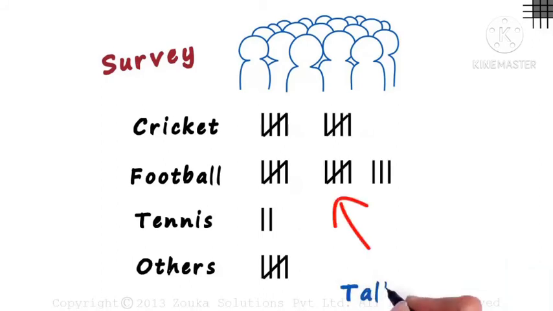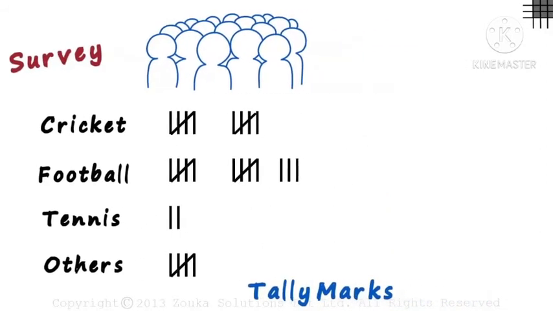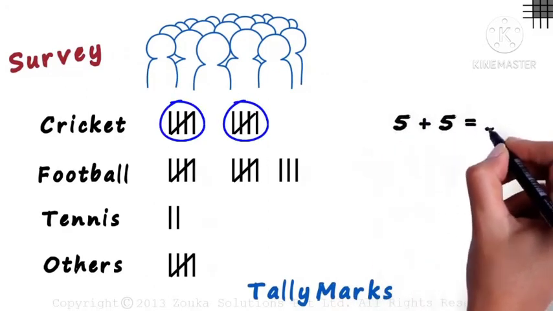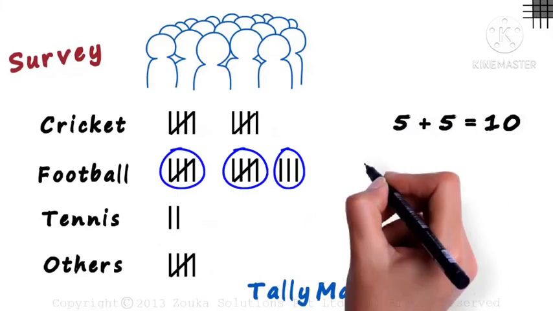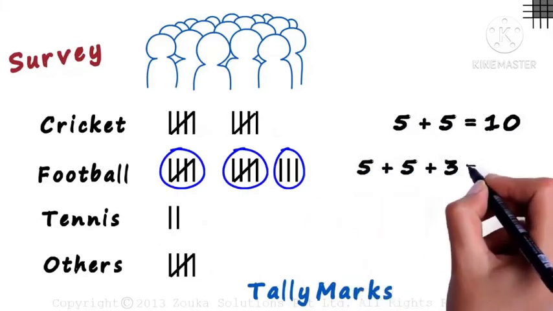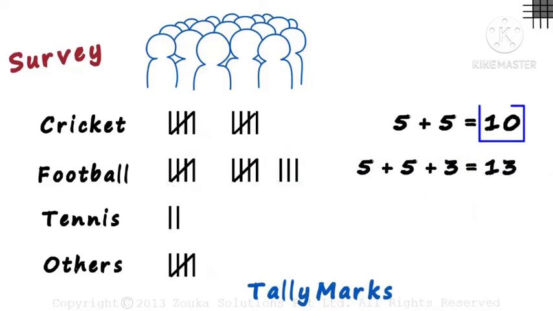These are called tally marks. We can write down the final numbers in the next column. The first row has 5 and 5. The number will be 5 plus 5, which equals 10. The second row has 5, 5 and 3. The total will be 5 plus 5 plus 3, which equals 13. So 10 people like cricket and 13 like football. In the same way, we can say that 2 people like tennis and 5 like other sports.